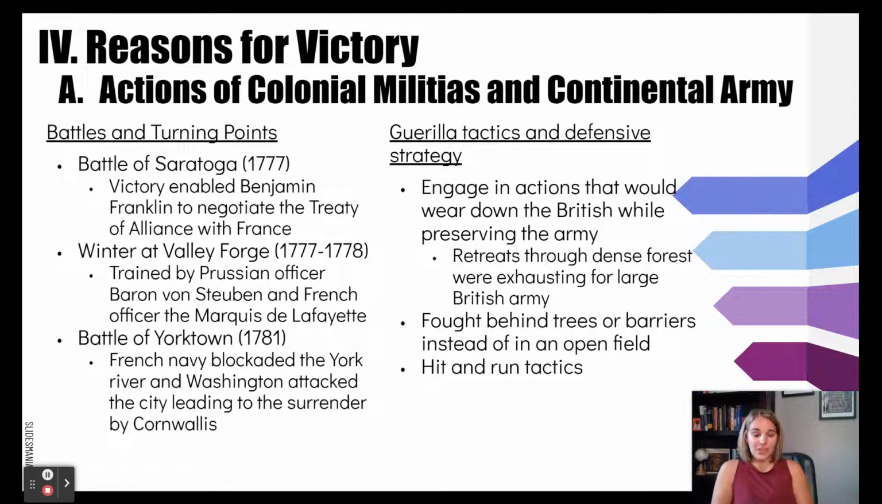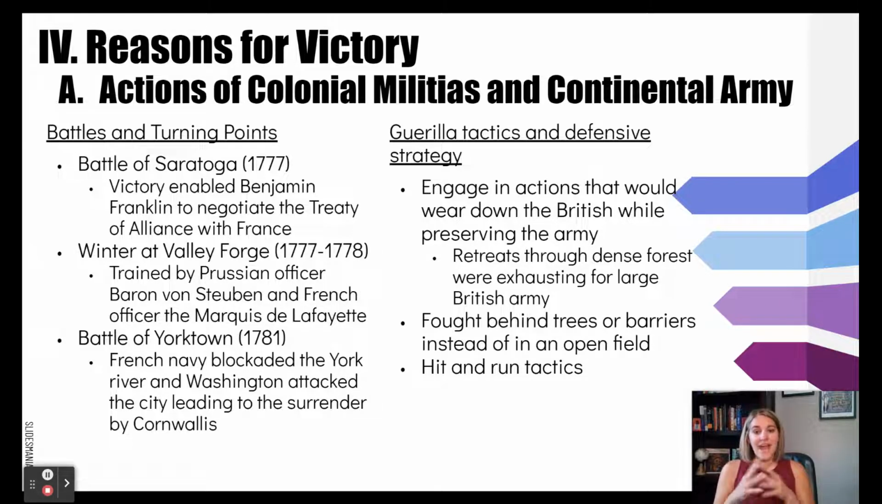Another final moment that you should be aware of is the Battle of Yorktown. And this is going to be the last major battle of the Revolutionary War. So Lord Cornwallis had taken the British Army to Yorktown and was hoping to be able to get resupplied there. The French Navy blockaded it, and Washington's troops made a very quick 450-mile march where they were able to lay siege to the city, and eventually Lord Cornwallis does surrender.